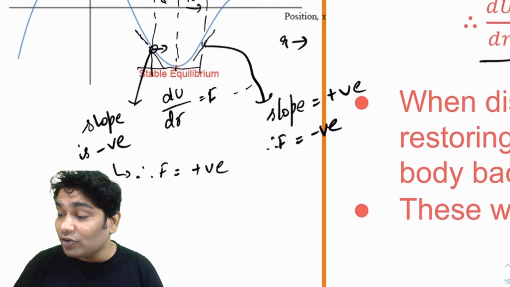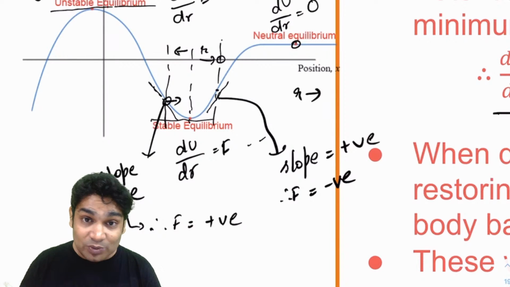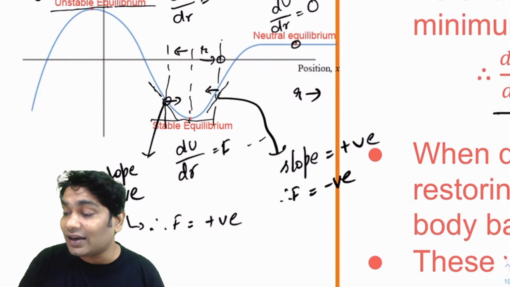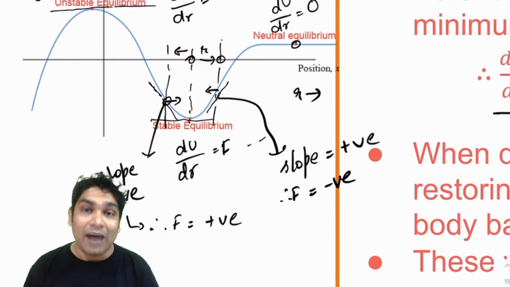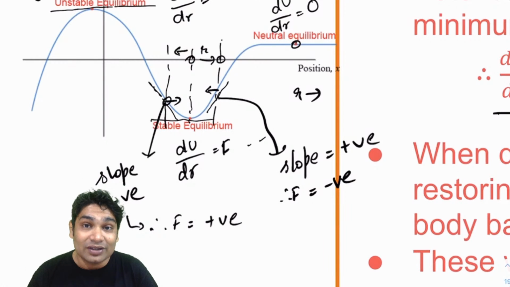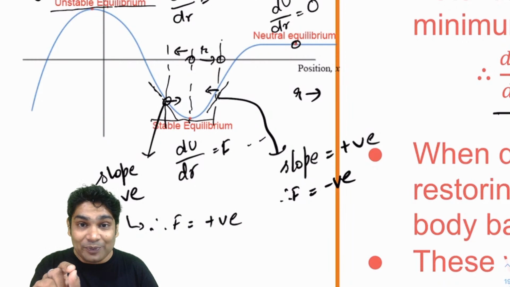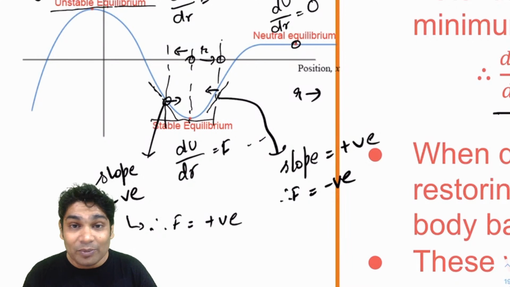So when you have pushed an object to this position, what is happening? Here it experiences a negative force. Negative force means it's a force in the negative direction. So this force is acting in the negative direction. Again you realize it is trying to push it back to the equilibrium position. So that is what a stable equilibrium is. When you disturb a body from its position of stable equilibrium, a force comes into play which tries to push it back to its equilibrium position.